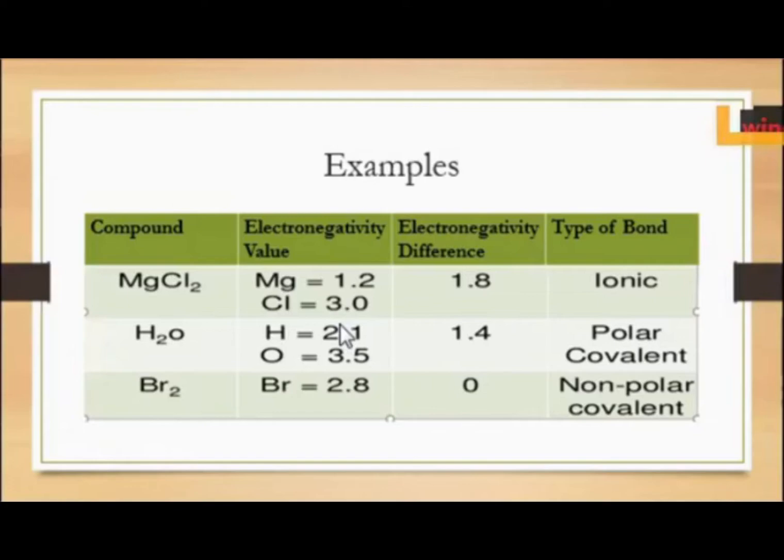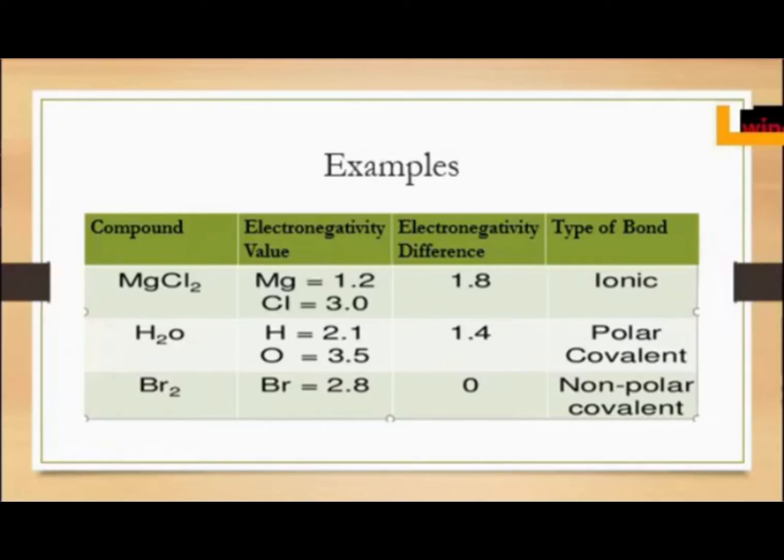For the second row, we have here water. Water is composed of hydrogen and oxygen. Hydrogen has an electronegativity value of 2.1 and oxygen has an electronegativity value of 3.5. So it will give us a difference of 1.4 as the electronegativity difference, and so it is a polar covalent bond.